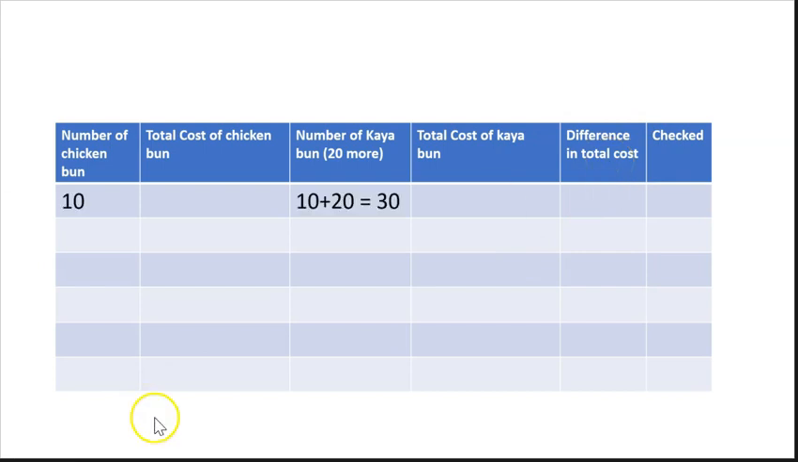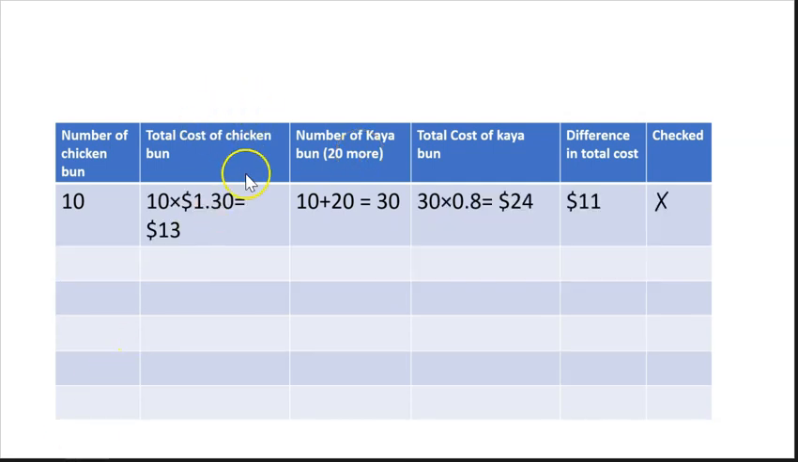Let's now start guessing. I guess that the number of chicken buns is 10. The kaya bun will have to be 30 because we know there are 20 more kaya buns. Next, we will check whether the total cost of chicken bun and the total cost of kaya bun is the same. They are not the same and the difference is $11. So, this is a wrong guess.